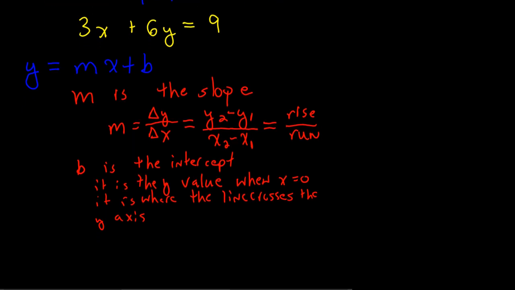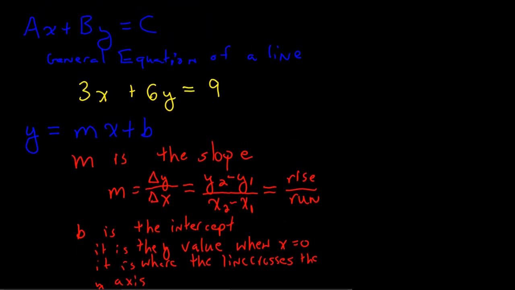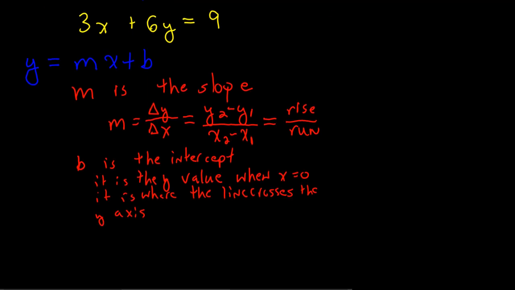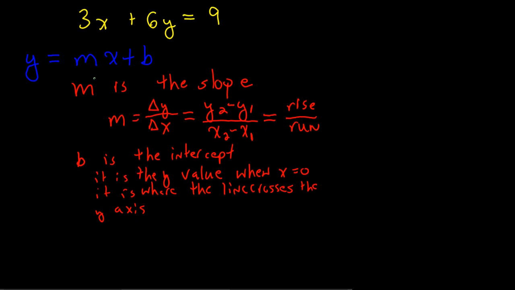Now we have what we can do here. I'm going to scroll up. We started with the general form of the line, ax plus by equals c. The form we like is y equals mx plus b, because we can see this m and we can see this b. So let's look at 3x plus 6y equals 9 and convert it.